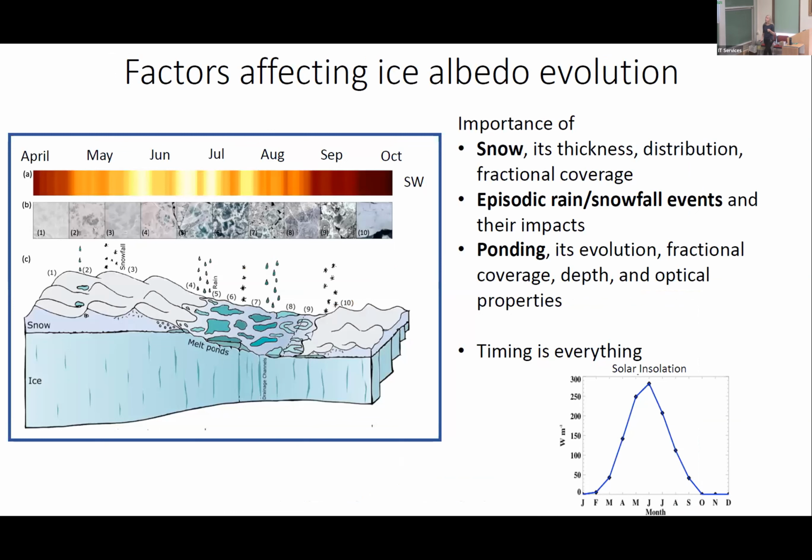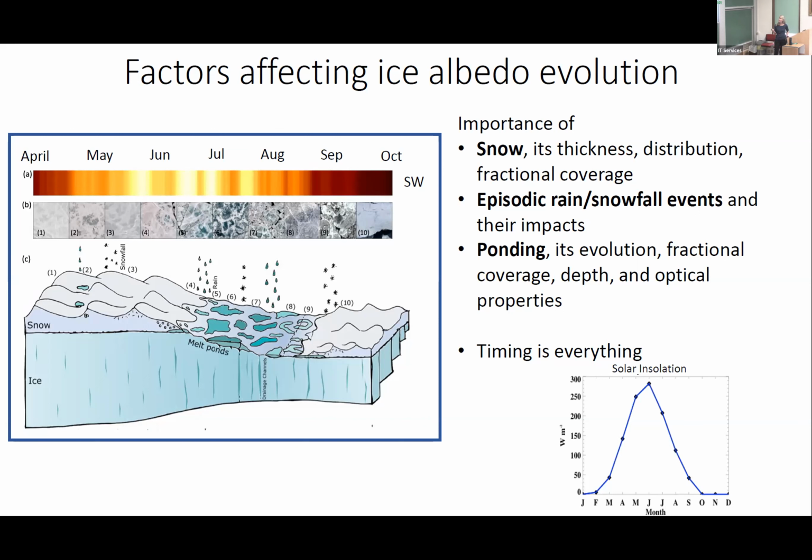So what are the factors that control the ice albedo evolution? This little schematic here indicates the different things at play. Snow, the thickness of that snow, its distribution, its fractional coverage, episodic events, things like rain on snow events, snowfall in the summer, their impacts. Ponding, as we heard in the previous talk, how ponds evolve, their fractional coverage, their depth, and their optical properties.